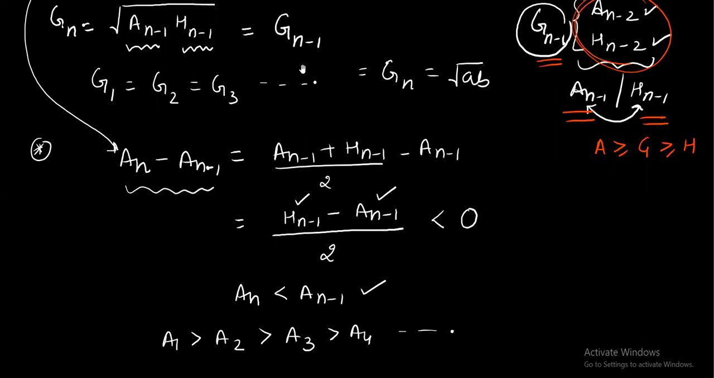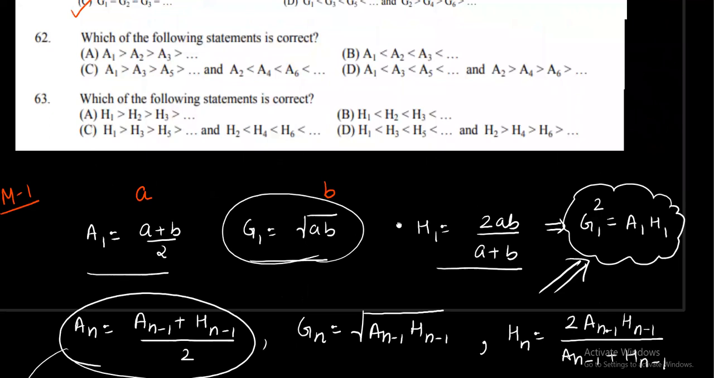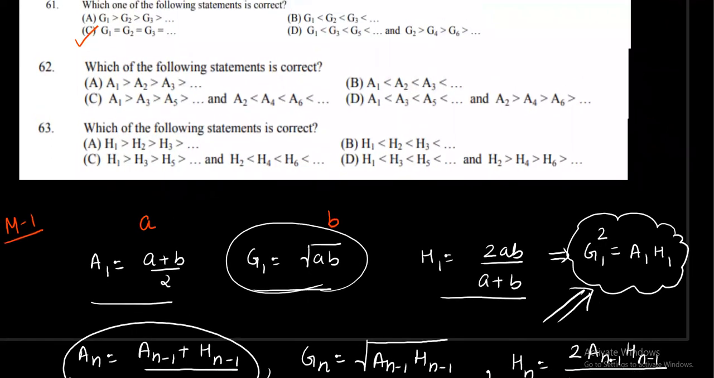So let us go back to the question and see what options they have provided. What we have calculated is a1 greater than a2 greater than a3 and so on. So accordingly, option number A is going to be the answer for this question.